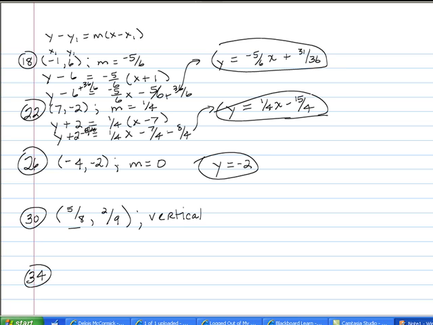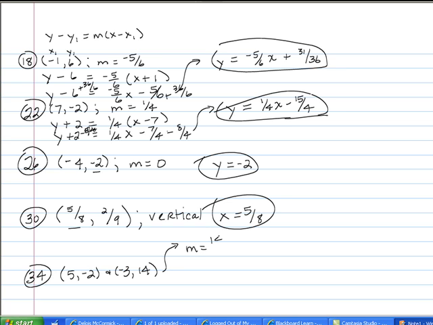Number 34. We're to write the equation in slope-intercept form. This time we're given 2 points, 5, -2, and -3, 14. So we want to use our 2 points to find the slope. y2 minus y1 over x2 minus x1.